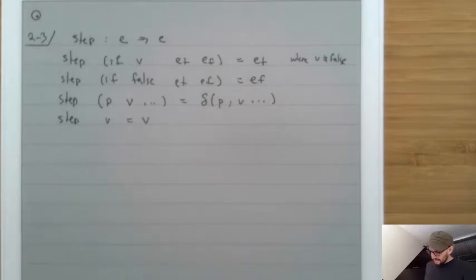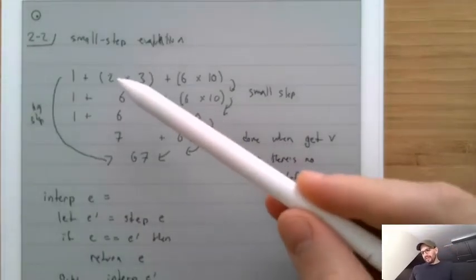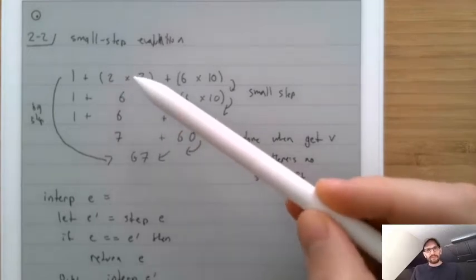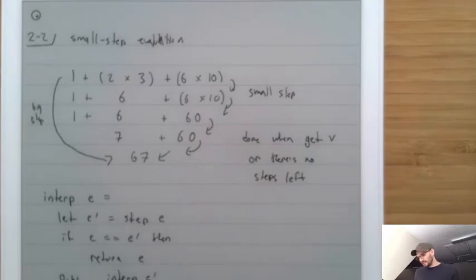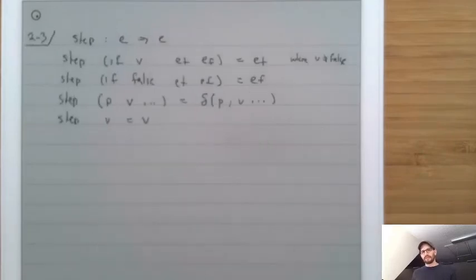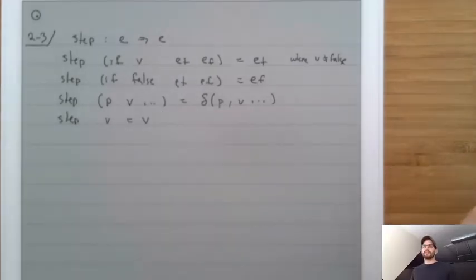So notice that in math, when we do this, we can do the 2 times 3, even though it is part of a larger expression that we haven't done yet. So we similarly would like to be able to do the same thing. We'd like to be able to evaluate inside of arguments. So how can we say that?